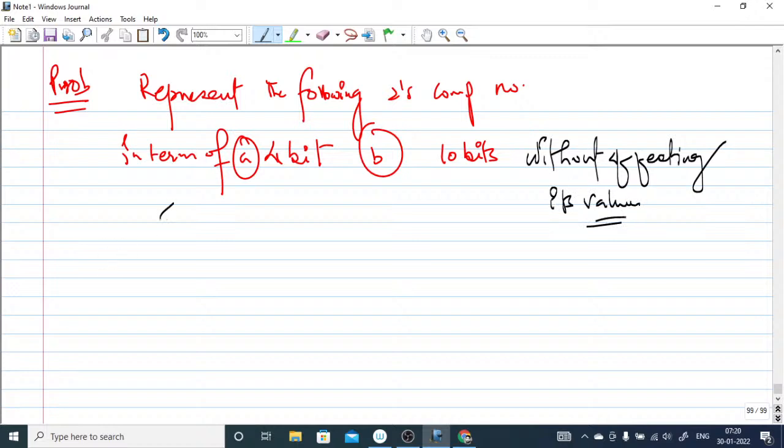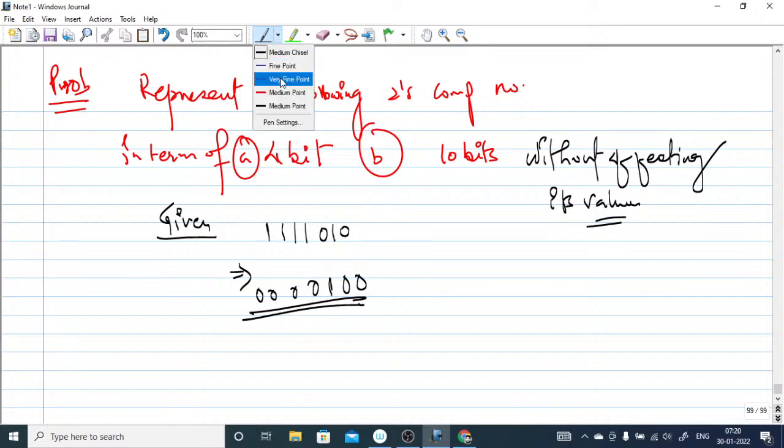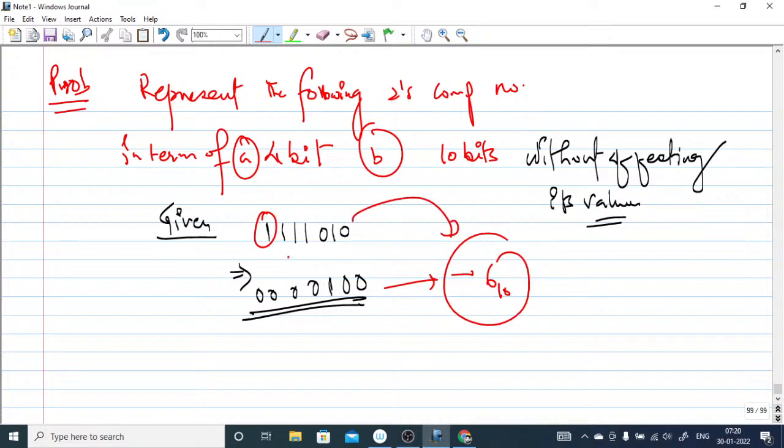The given one is 1 1 1 1, a block, a set of binary digits given. What you have to do here is take the 2's complement of this. Once you take the 2's complement, this will be 0, this is 1, and the rest are zeros. The sign bit is 1 here, so this will be minus 6. So this binary format denotes minus 6 in the decimal equivalent.